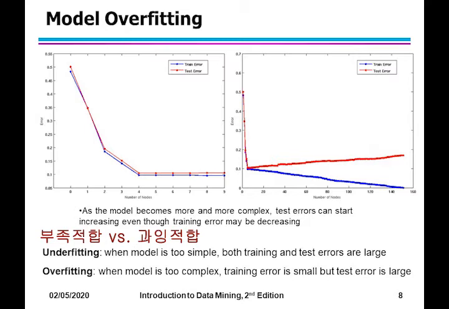언더피팅은 부적 적합이라고 하는데 모델이 너무 간단한 경우에 트레이닝과 테스트 에러가 크게 나타납니다. 오버피팅은 과잉 적합이라고 하는데 모델이 복잡할 경우에 트레이닝 에러는 작더라도 테스트 에러는 크게 나타나는 현상입니다.